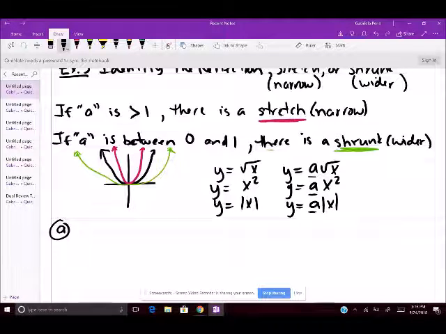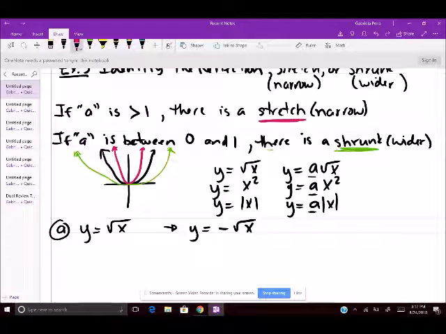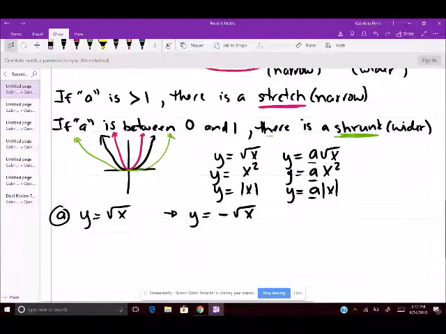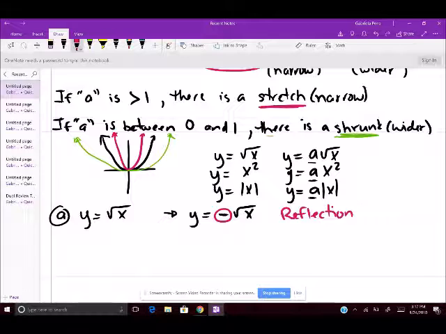Now, for A, let's say they gave you y equals the square root of x, and then they changed this to y equals negative square root of x. So we have talked about the stretch, the shrunk, but if you look at here in the notes or in the title, we also mentioned the word reflection. So anytime that you see a negative or that your A is negative, there is a reflection. Now the reflection is over the x-axis.